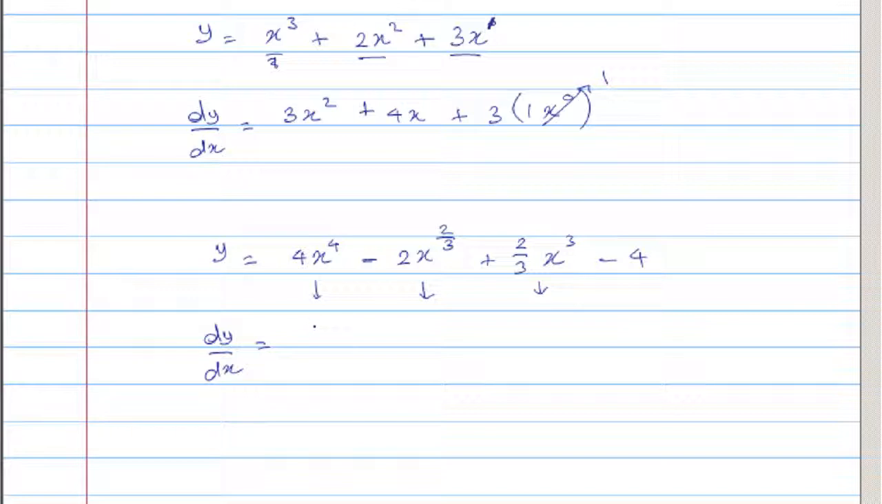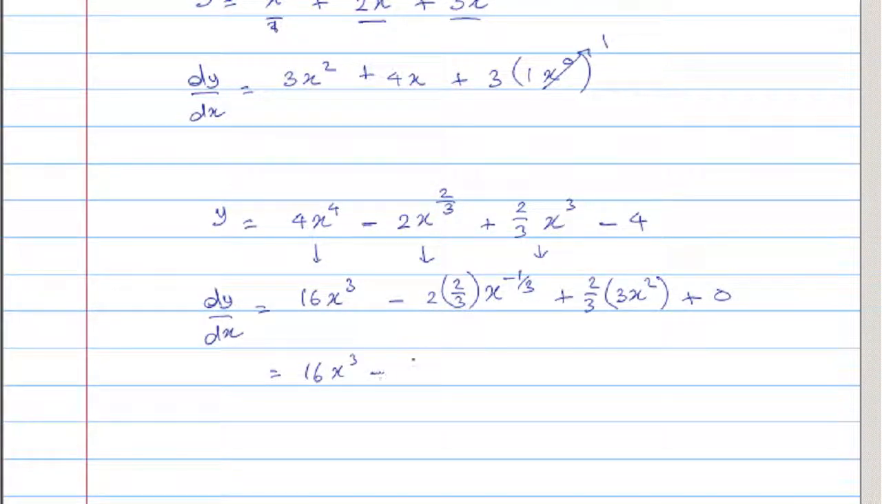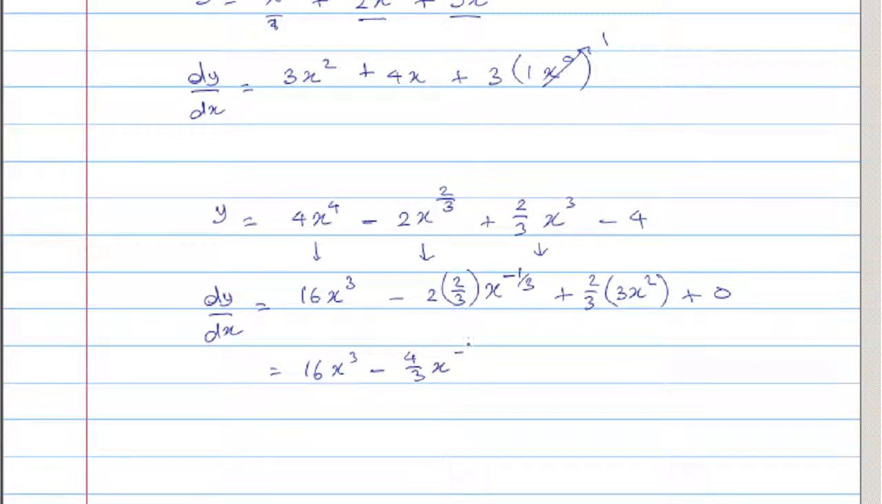So differentiating 4x to the power 4, bring this 4 to the front, so that would give 4 times 4, that gives 16x to the power 3, minus 2 times 2 over 3, times x to the power minus 1/3, because that's 2/3 minus 1. Then I have plus 2 over 3 times 3x squared plus a 0, because when I differentiate a constant, I get 0. So I can simplify this to get 16x cubed minus 4 over 3x to the power minus 1/3 plus 2x squared.